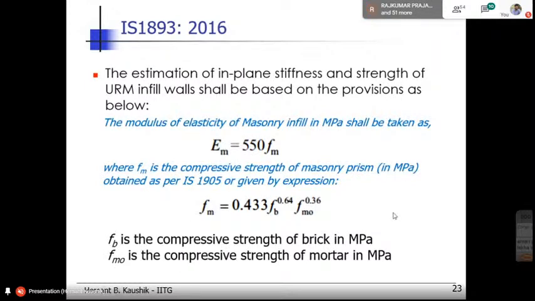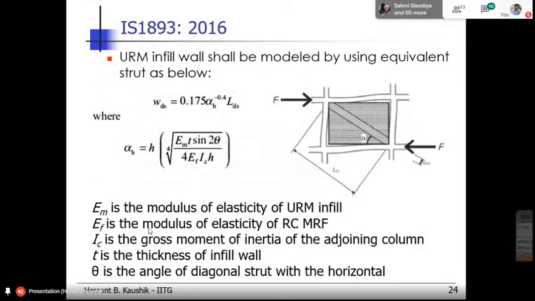Then the code says that you can consider the modulus of elasticity as 550 FM prime. So the estimation of in-plane stiffness and strength, this is useful. Then it gives a slightly different formula for computation of FM. I'm not sure from where this formula has come, but it is slightly different than what I proposed. Maybe it is taken from some other resources. So using these two equations, the second equation gives you the strength, the first one will give you the stiffness. How about the area?